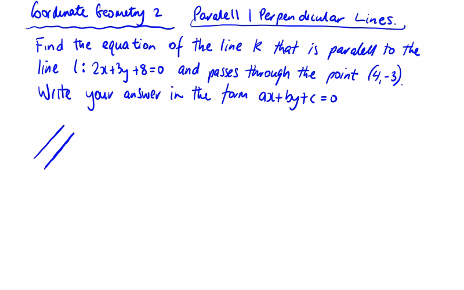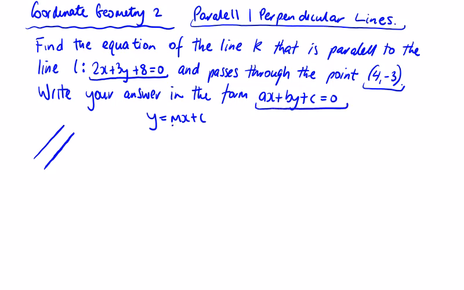You're asked to find the equation of the line K that is parallel to the line L, 2x plus 3y plus 8 equals 0, and passes through the point 4, 3. So we have our point, and it tells us to write our answer in the form ax plus by plus c. So from coordinate geometry 1, we saw how to write these equations in the form y is equal to mx plus c, which is the other form they could ask you to write the equation in.